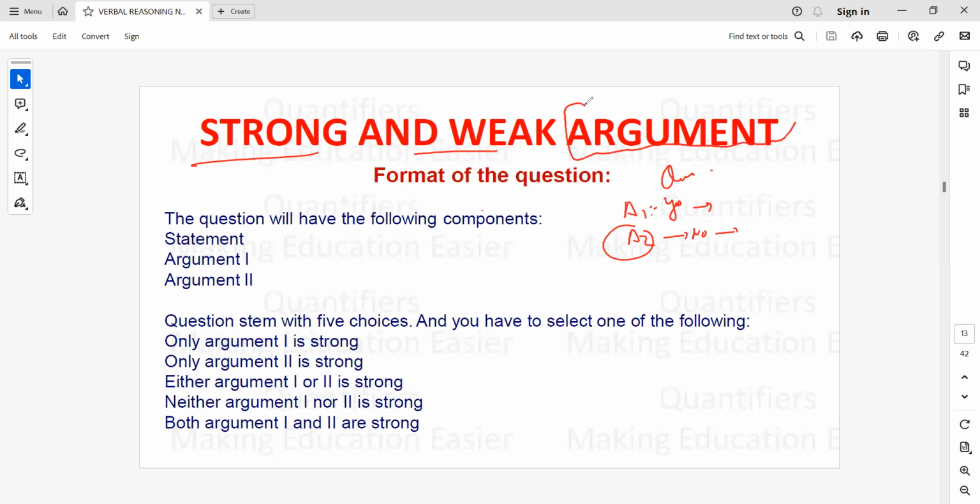So argument, if I talk in everyday language, is defined as a conflict of opinion. But as I told you, an argument in terms of reasoning stands for a basic composite structure that has a combination of a premise and a conclusion, right? So that is an argument. Now, how does this question format look? There is a statement or question that is given to you. Then there is argument one and argument two. The options, or the question stem with the 5 choices, look like: mark 1 if only argument 1 is strong, mark 2 if only argument 2 is strong, mark 3 if either.